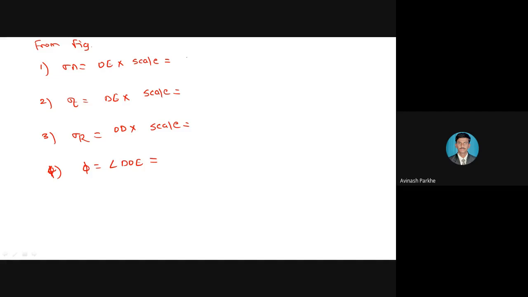Yes, I will take the 4.4. So 4.4, whatever the scale we have selected, 1 centimeter is equal to 10 Newton per mm square. So here 4.4 into 10 is equal to 44 Newton per mm square. This is sigma N value. Whatever the distance we have measured, we have to multiply that distance by 10. Why 10? Because 1 centimeter is equal to 10 Newton per mm square.